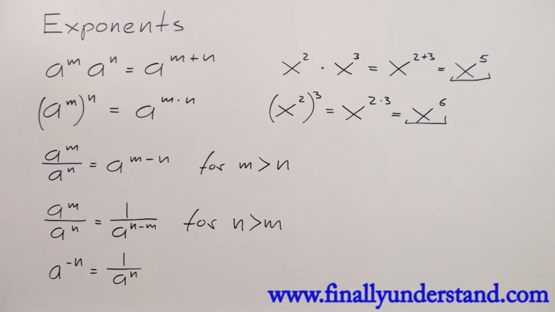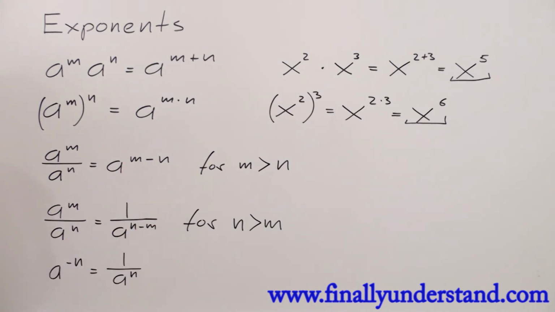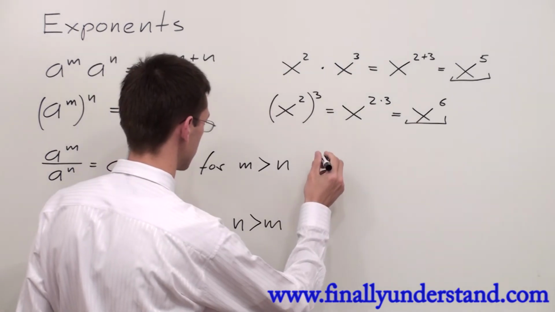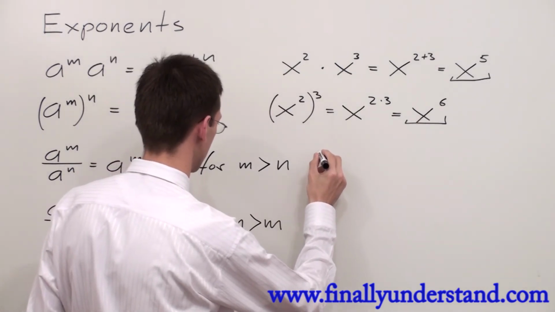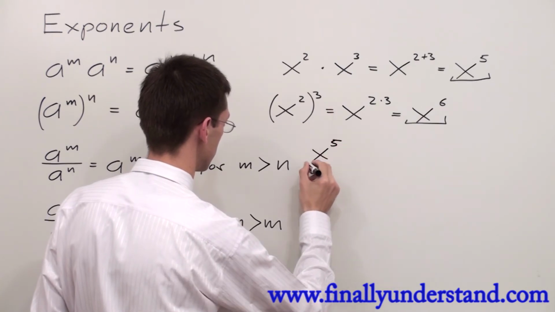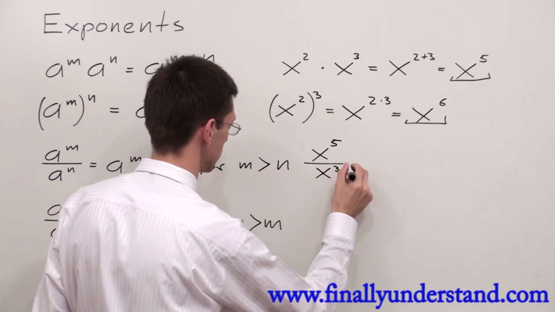Next formula is for division. Formula for division says that anytime we have the same base, we're supposed to keep the base and subtract exponents. Right? So we have, let's say, example, x to the fifth over x to the third.